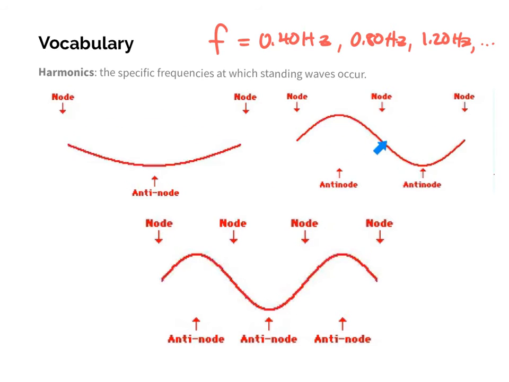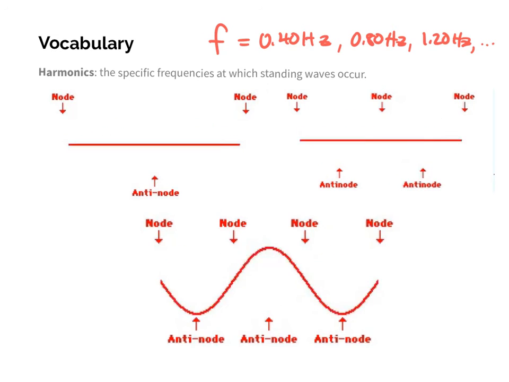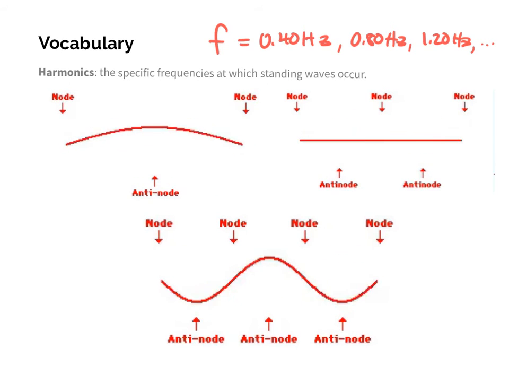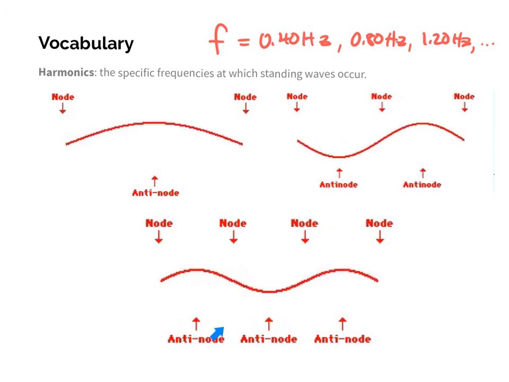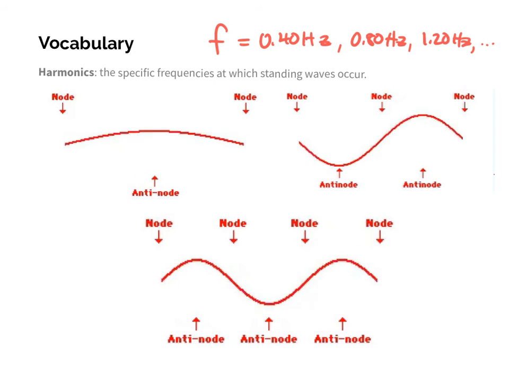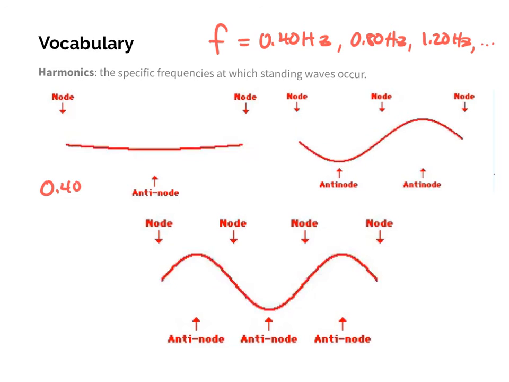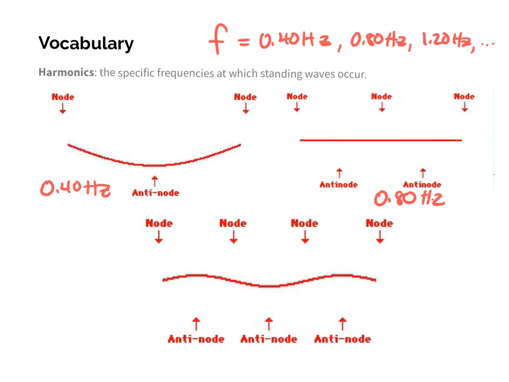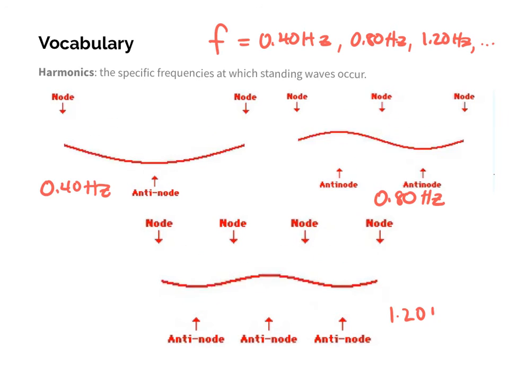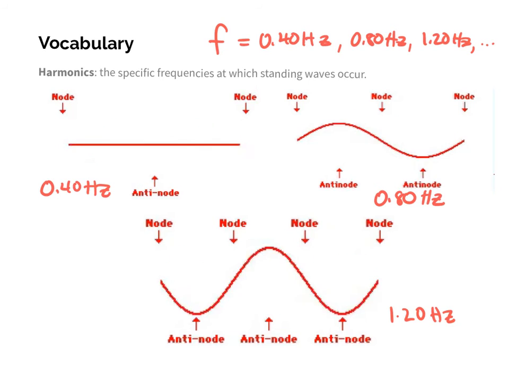So first harmonic, second harmonic, and then lastly I can create the third harmonic, which you're going to see all I'm doing is adding in additional nodes. So I now have 4 nodes, my 2 endpoints, and now I have 2 in the middle, and I add in an additional antinode. So again, think of this first one as my frequency of 0.40 hertz. This middle one would be my frequency of 0.80 hertz. And lastly, this would be my frequency of 1.20 hertz. And again, that was just using the simulation I have.